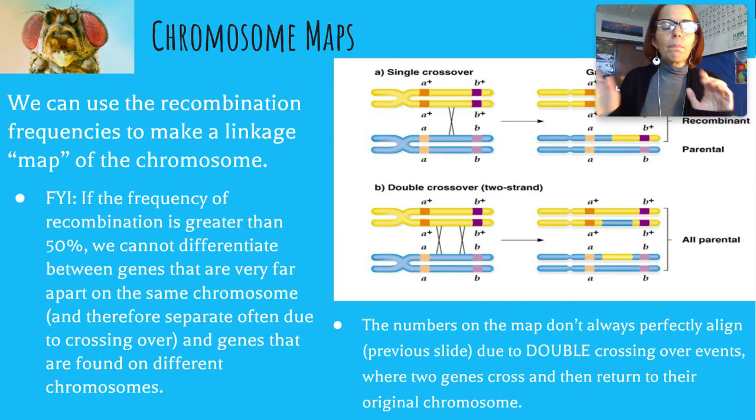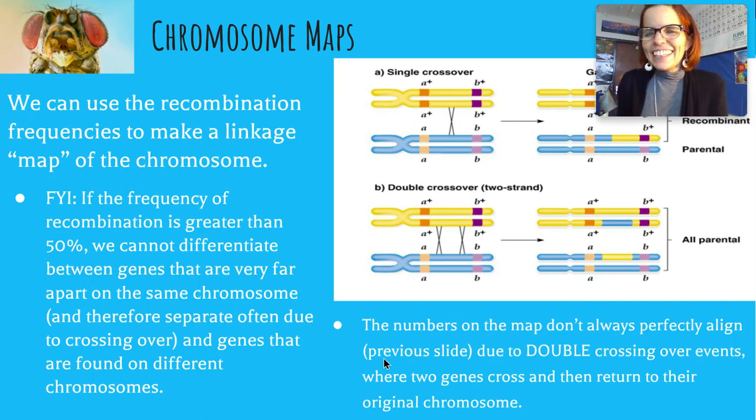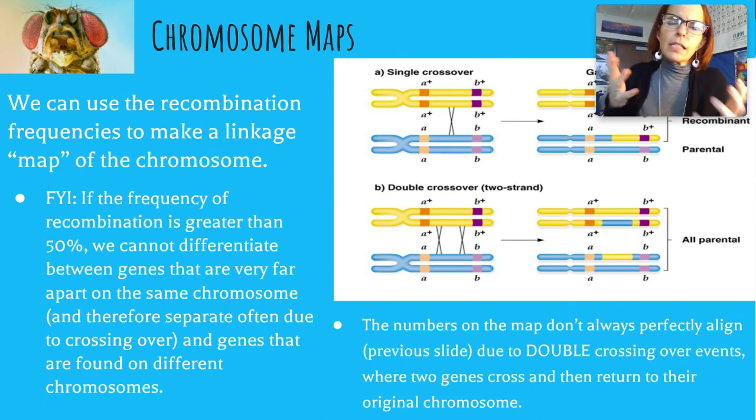So, let me go down here first, and then I'll explain the other one. The numbers on the map don't always perfectly align. That was what I was showing on the previous slide, due to double crossing over events. What? It can cross over twice, KJ? Yes. So the first time it crosses over, they're separated. The second time it crosses over, they get put back together again. And so that actually screws up our map units a little bit. So the percentages are sometimes a little bit different than the map units, but it's still fairly accurate.